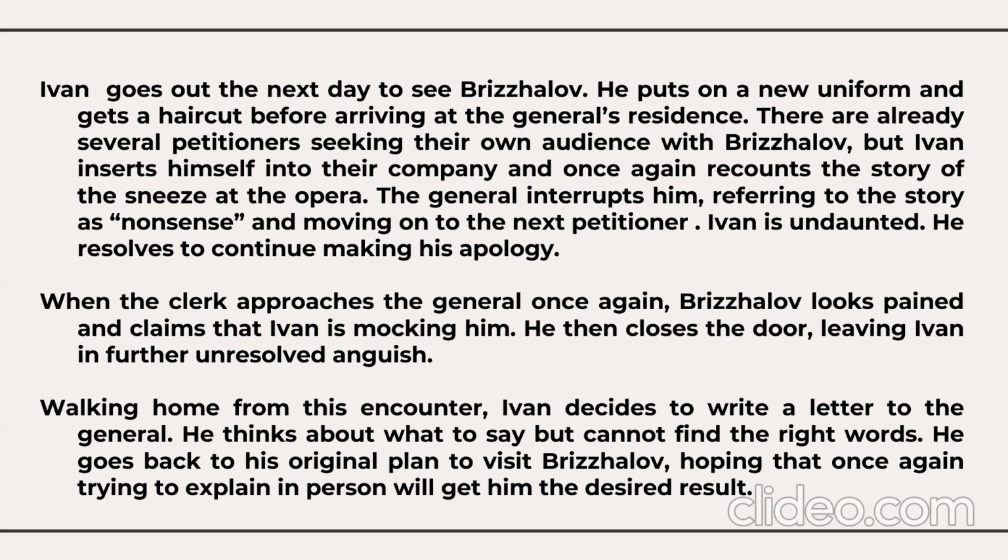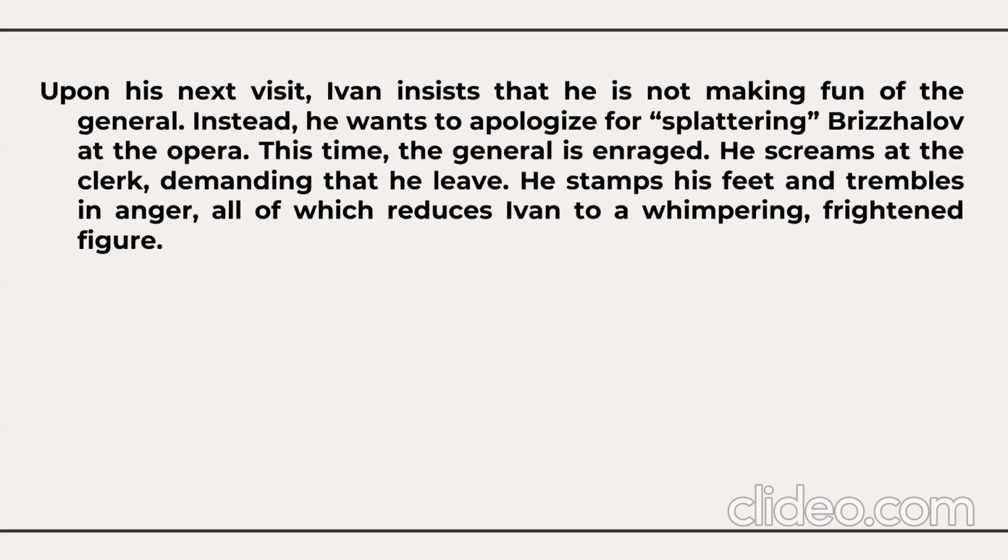He thinks about what to say, but cannot find the right words. He goes back to his original plan to visit the general, hoping that once again, trying to explain in person will get him the desired result. Upon his next visit, Ivan insists that he is not making fun of the general. Instead, he wants to apologize for splattering the general at the opera.